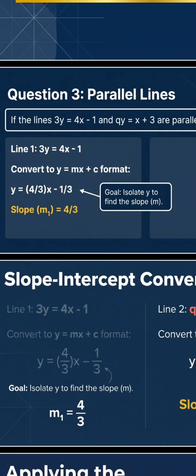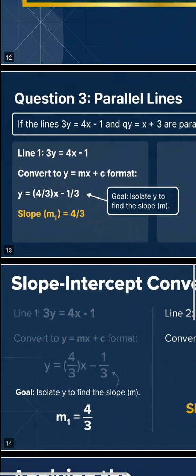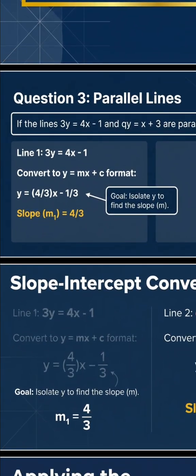So now the line 1 is 3y is equal to 4x minus 1. You have to arrange it in the general form of a linear equation, which is y is equal to mx plus c, where m, the coefficient of x, is the gradient and c is the intercept. To arrange the first line in that format, we divide through by 3. So we now have y equals 4 over 3 x minus 1 over 3. So it has obeyed the general form of a linear equation, y is equal to mx plus c.